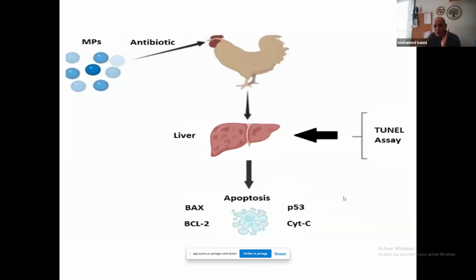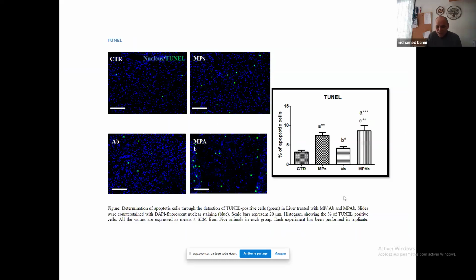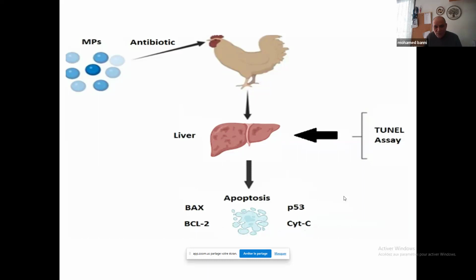I would skip this part of the presentation, but it is also very important to highlight the interaction between antibiotics and microplastic in the production of chicken, since we know very well that for the production of chicken, farmers use a lot of antibiotics to maintain them. But in the meantime, chickens can also be exposed to microplastic through the water they drink, because the rearing activities promote the use of plastic devices from which the chickens drink.